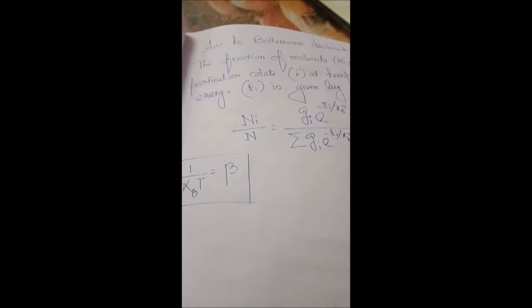We proved this formula, that Ni by N equals Gi into e to the power minus Ei by kBT, divided by the sum over Gi e to the power minus Ei by kBT. So the Boltzmann distribution gives you the fractional occupancy of molecules in each of the energy states.